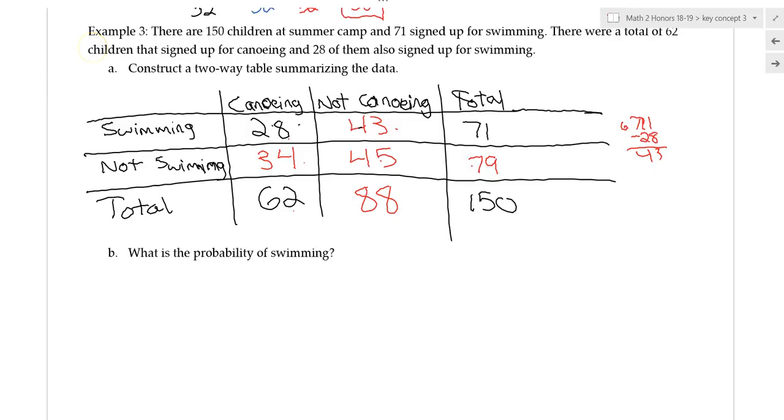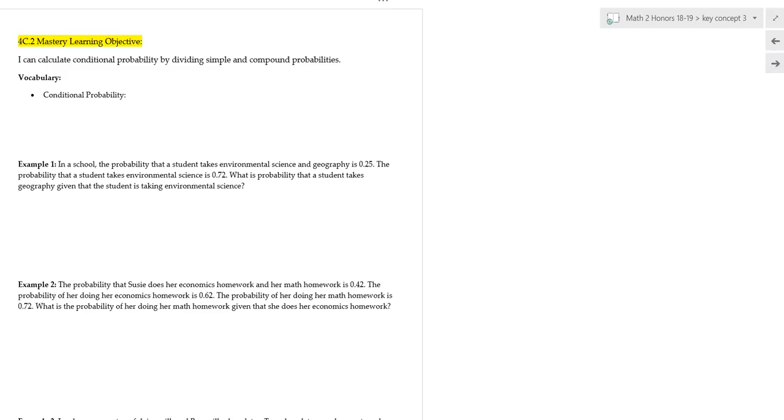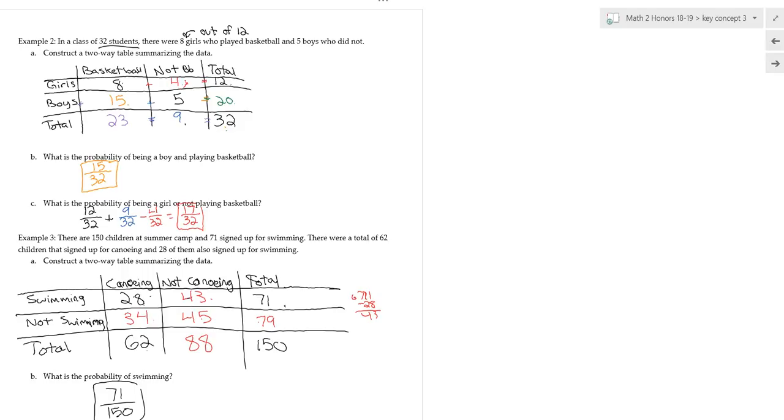And then our only question here is, what is the probability of swimming? 71. That was easy. I have another question for that. Guess that. All right, that is it.